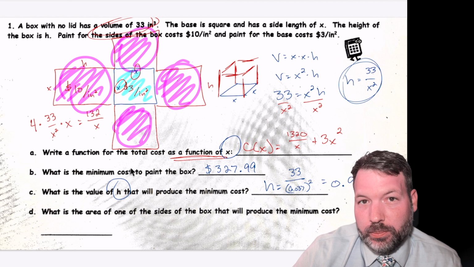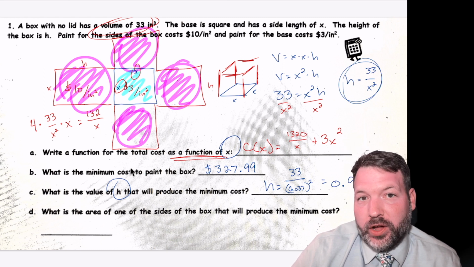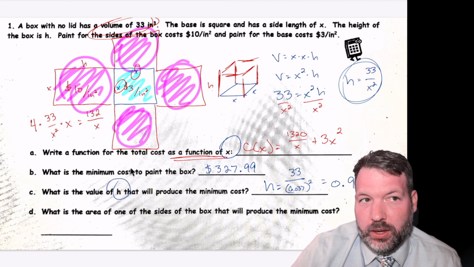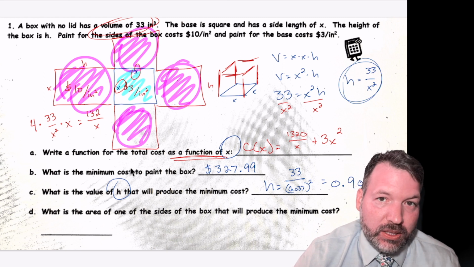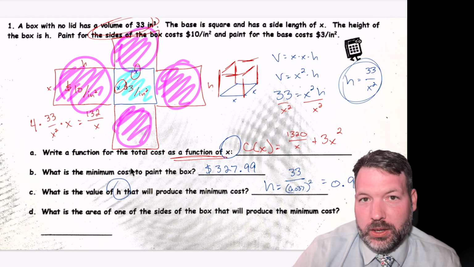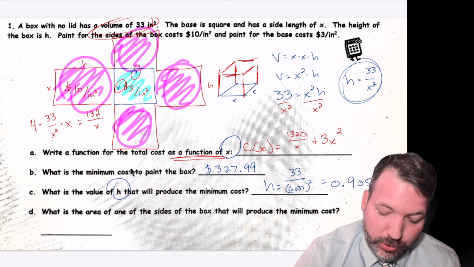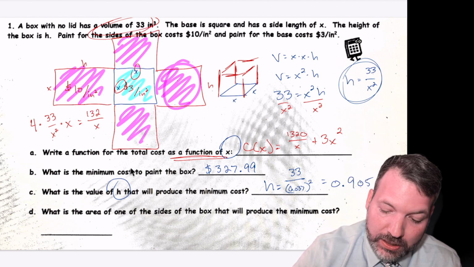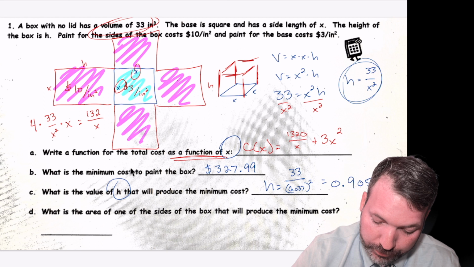But that actually makes sense, of course, because again, these sides here, the purple sides, were so much more expensive compared to the base that if we hold that volume constant at 33, to minimize our cost, we want the base to be as large as possible compared to the sides of the box. We want those to be as small as possible. So it makes sense that the height would be pretty small here.